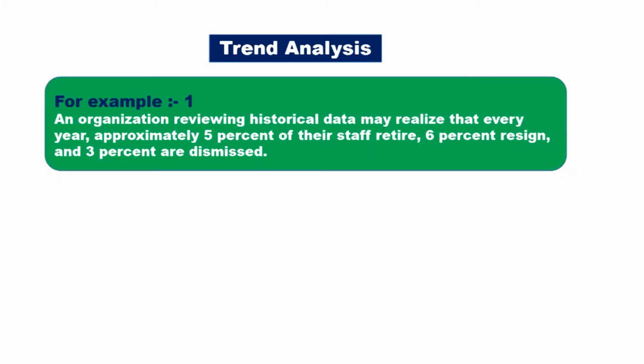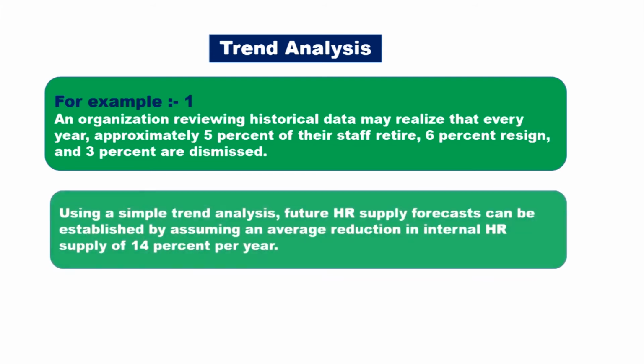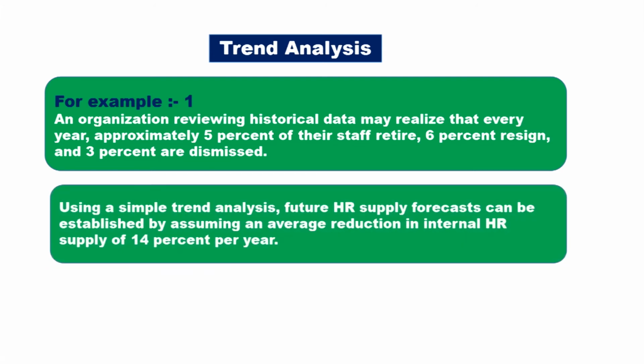For example, an organization reviewing historical data may realize that every year approximately 5% of their staff retire, 6% resign, and 3% are dismissed. So, using a simple trend analysis, future HR supply forecasts can be established by assuming an average reduction of internal HR supply of 14% per year.